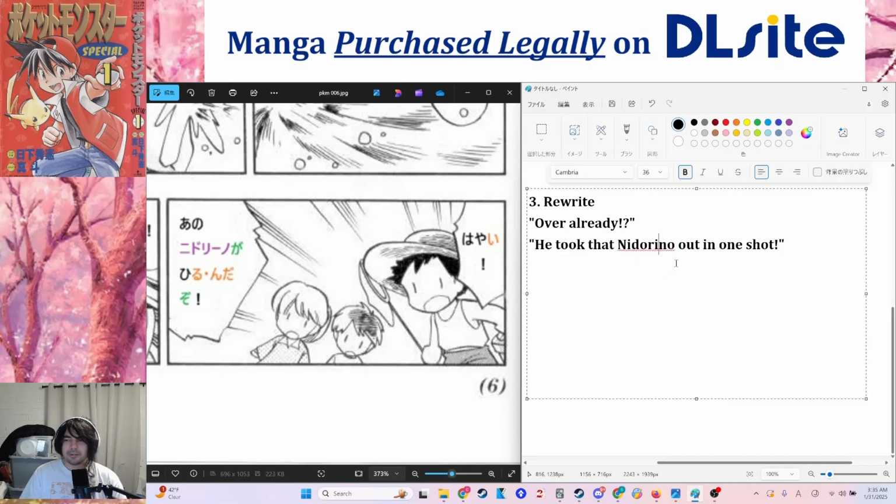And then, of course, the fact that she is so emotional about it, because her mind is being completely blown right now by how quickly this guy was able to take out the Nidorino, saying that he took it out in one shot. That's the part that she's impressed by. So that's the part I want her to emphasize.